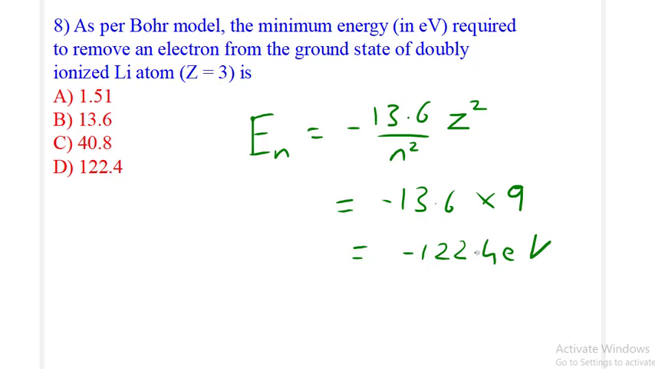So this is negative, so to remove the electron in this particular ground state, the energy required is plus 122.4 electron volt. It is already minus 122.4, so we must supply plus 122.4 electron volt energy to remove that electron from the ground state of the lithium atom. So this is the answer.